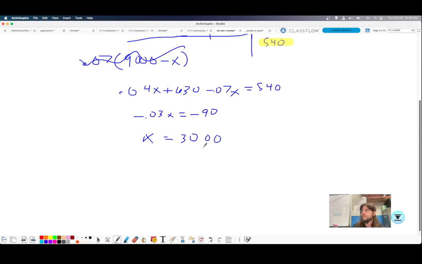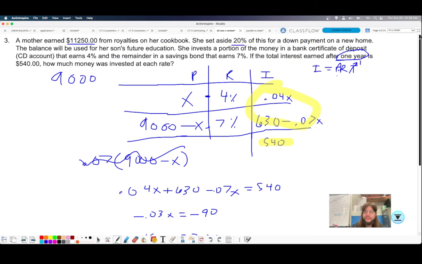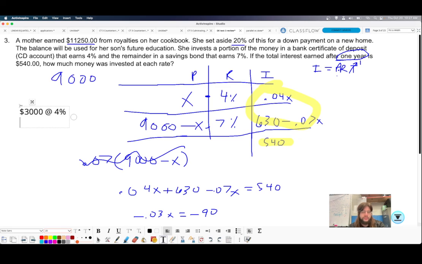We'll finish off Monday. You got 3,000? Negative 90 divided by negative 0.03. Yes, so x is 3,000, so that means 3,000 at the 4%, 6,000 at the 7%. Work on this tomorrow and or your homework.